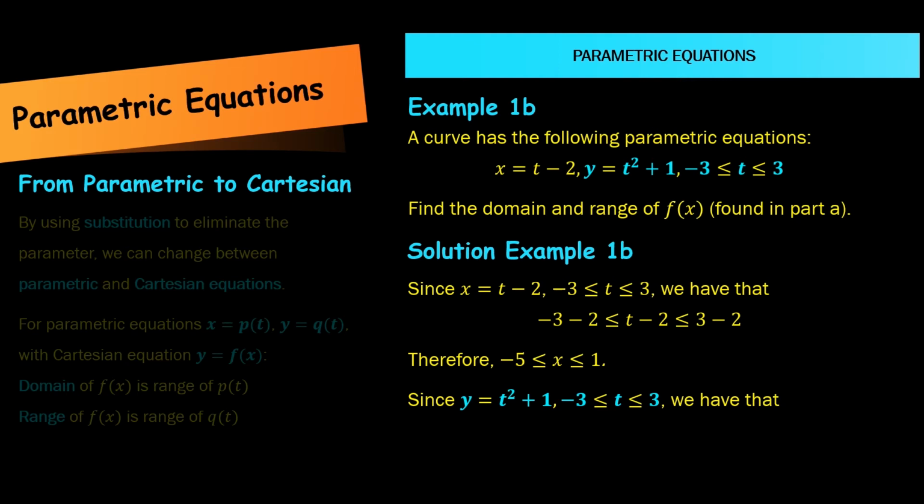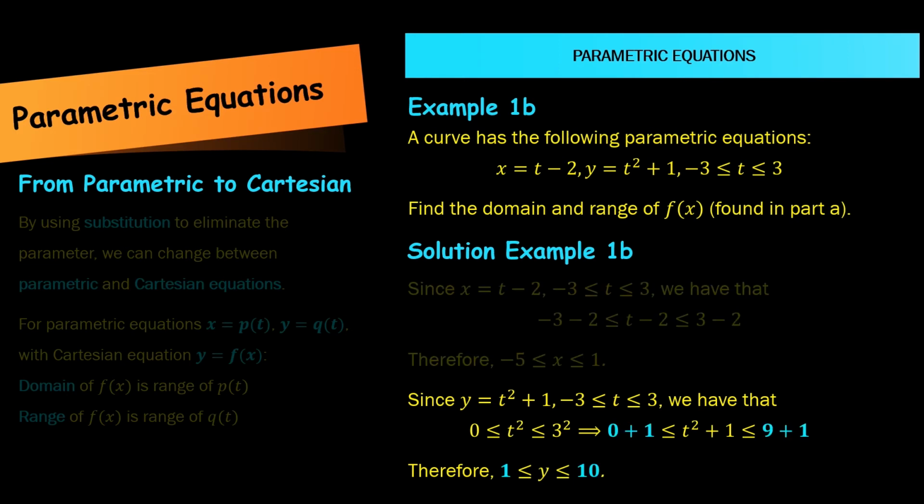Since t is greater than or equal to minus 3 and less than or equal to 3, we have that t squared is greater than or equal to 0 and less than or equal to 3 squared. And adding 1 throughout gives us that 0 plus 1 is less than or equal to t squared plus 1, which is less than or equal to 9 plus 1. So y is greater than or equal to 1 and less than or equal to 10.